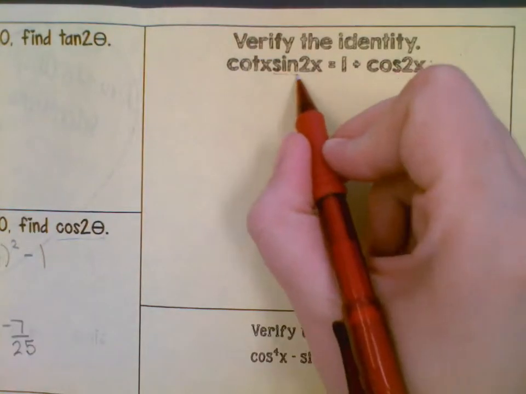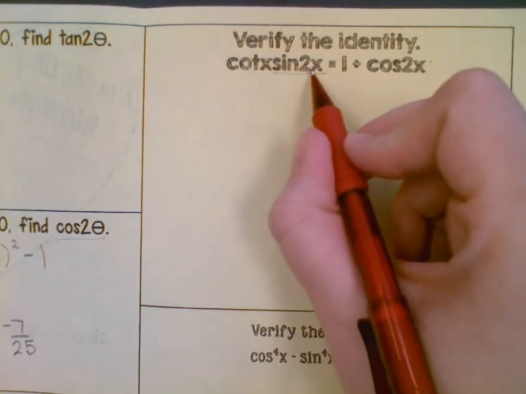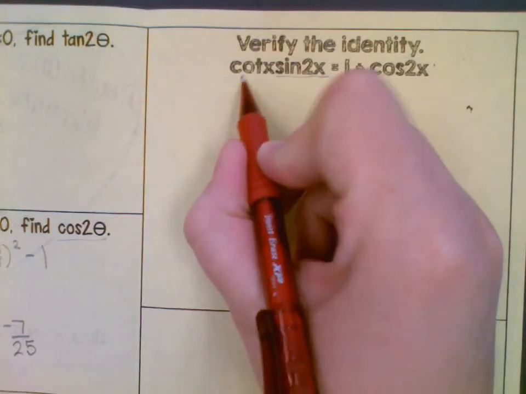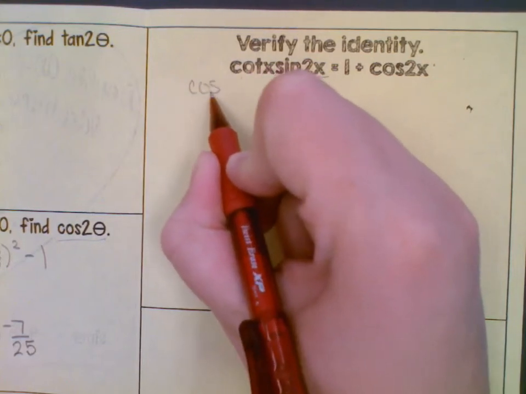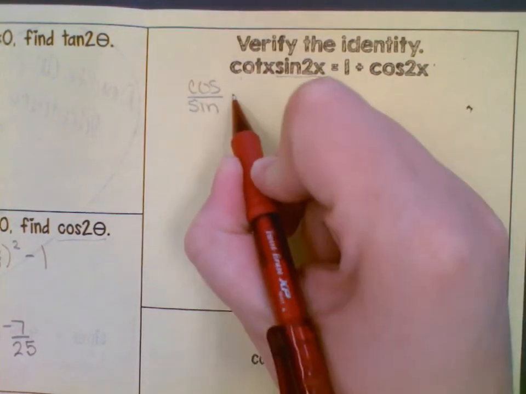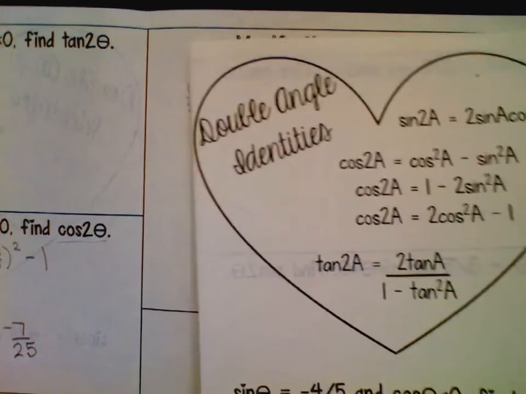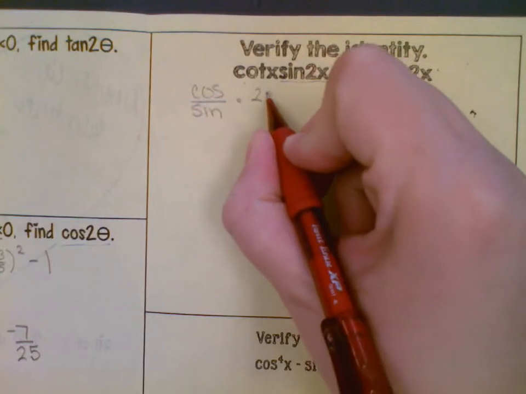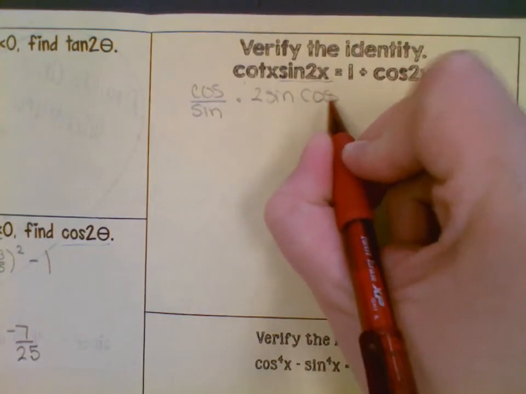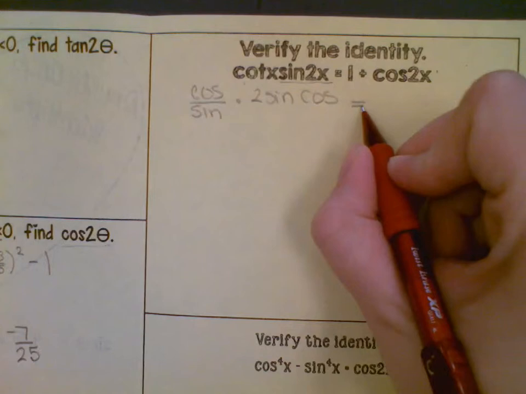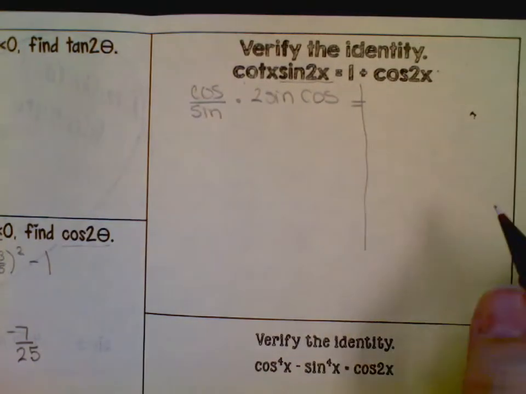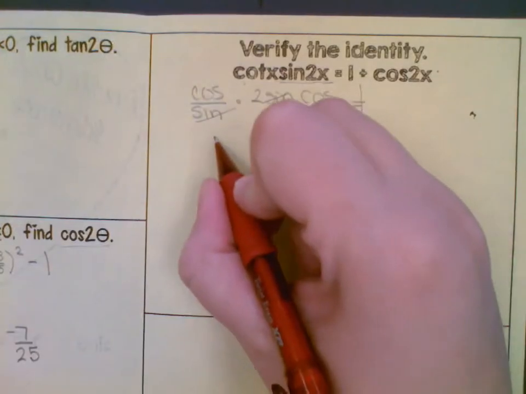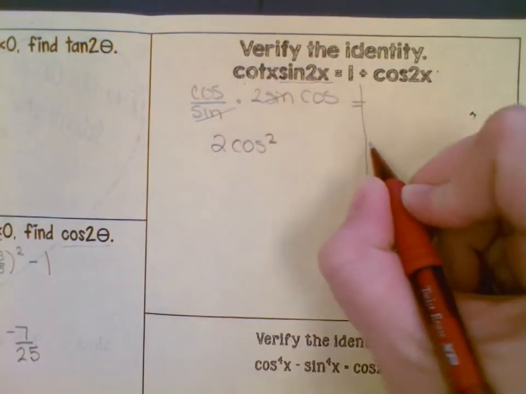Since we have a 2x and that's just a plain x, we need to change this so it would be just a plain x as well. So cotangent is equal to cosine over sine. And then using our double angle identities that we had on the front, we can see that sine of 2x would be equal to 2 sine times cosine. Okay, so now we can simplify some stuff. If we cross those out, we would have 2 cosine squared.